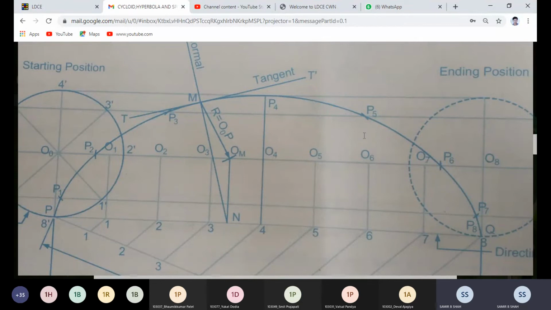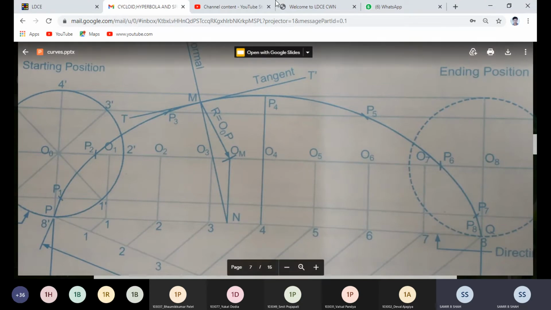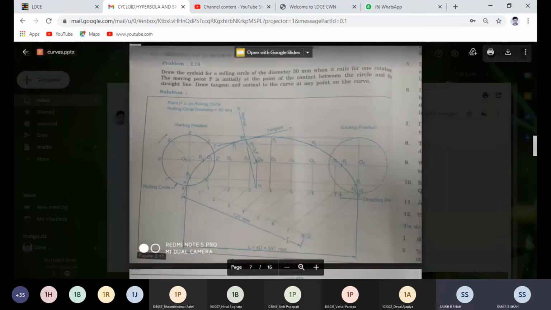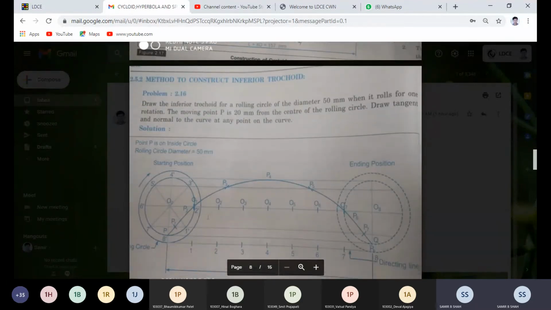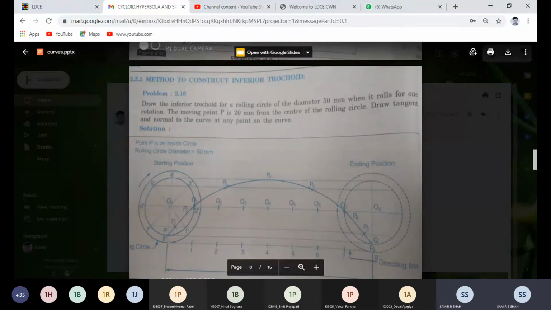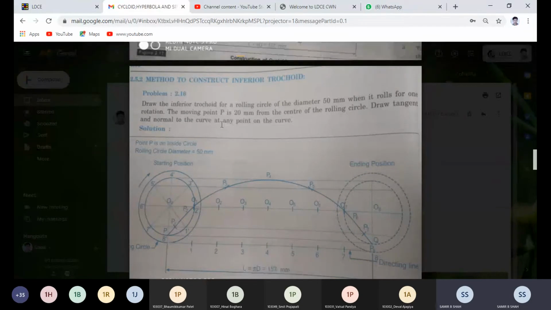Now, we know very well, very easy. I just briefly explain. I require the assignment from your side for epicycloid, hypocycloid and for the cycloid. As I discussed earlier, inferior trochoid means it may be an inner circle which may roll on the whole diameter, whole surface. Same thing happens in the data. Draw the inferior trochoid for a rolling circle of diameter 50 mm.